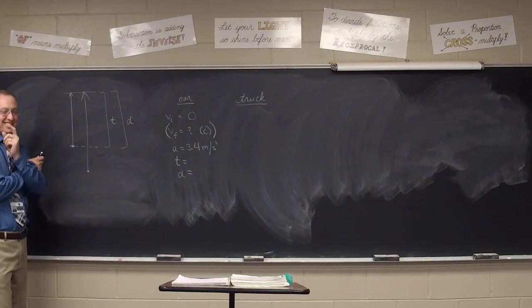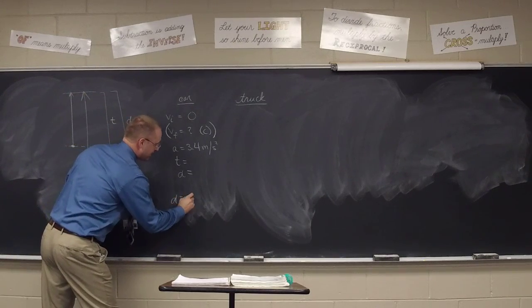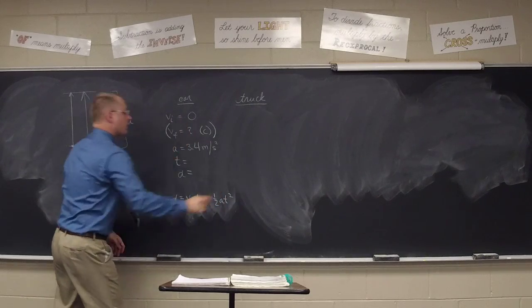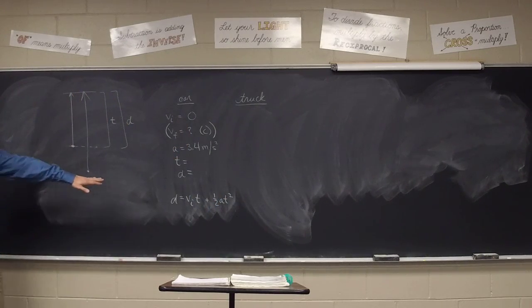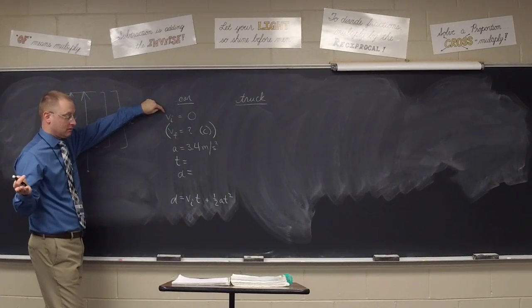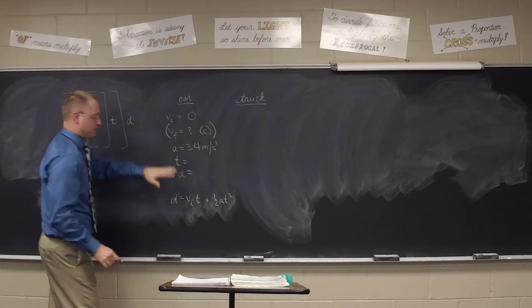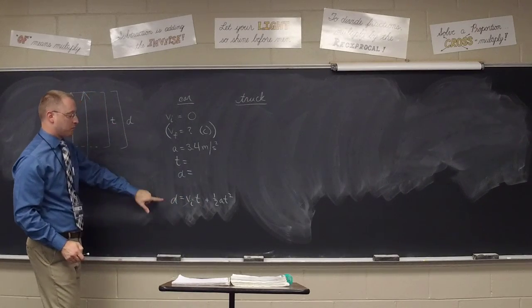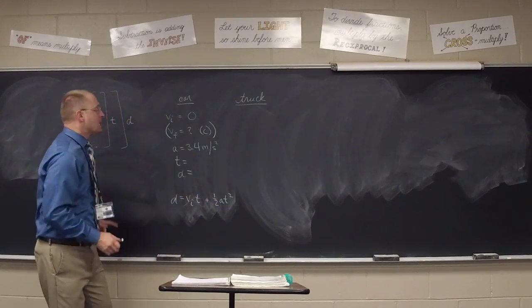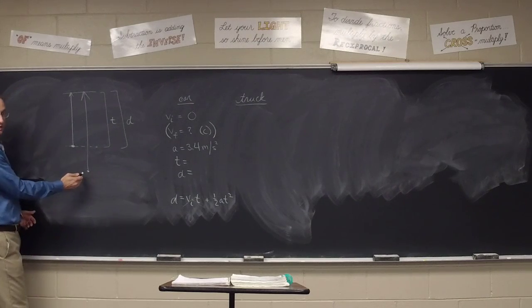Kendall? d equals v sub i t plus 1/2 a t squared. There we go. So this is the equation we're going to shoot for. But notice, since the initial velocity is 0, class, 0 times t, the v sub i t is just going to become a 0 itself. So we can say that the displacement of the car is 1/2 a t squared. So far, so good? Now let's go to the truck. The truck was already going how fast, class?